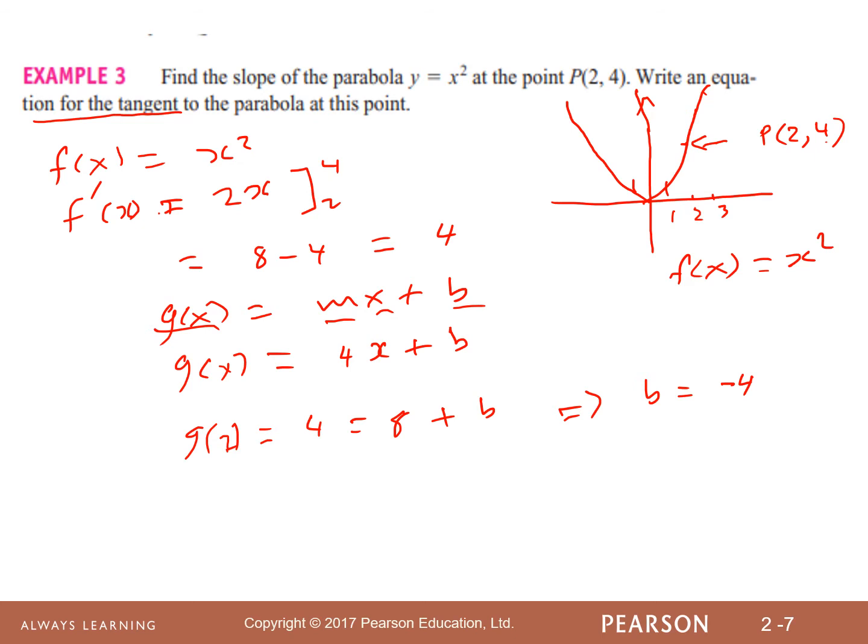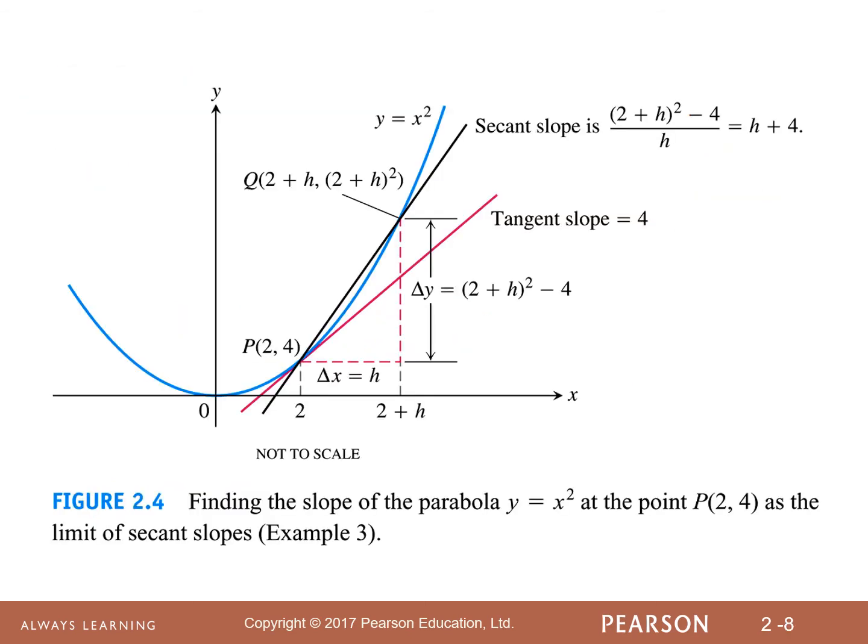Okay, so everybody knows that b is equal to what? -4. So the equation of the tangent, let's call it g of x, is equal to what? What is the value of m? 4, so 4x minus 4. Okay? Everybody? Good. Let's go to the next.